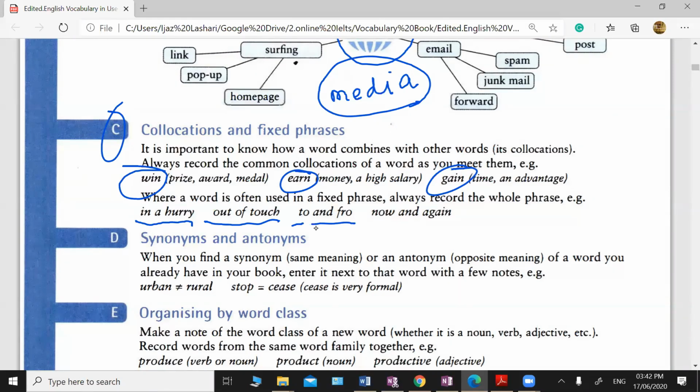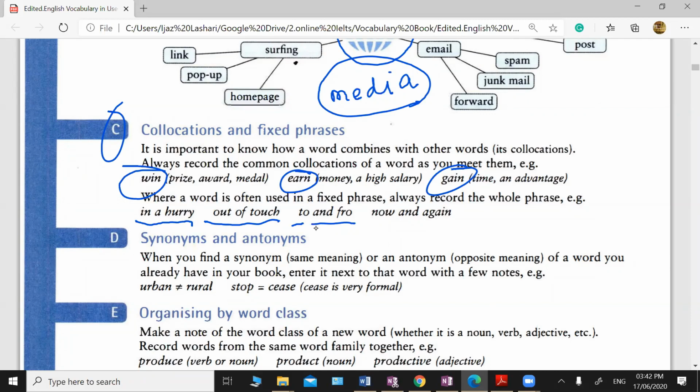Next one is "now and again." It's a simple meaning: you're doing something now and again. Okay, we move on to the next thing. I hope it is clear so far.